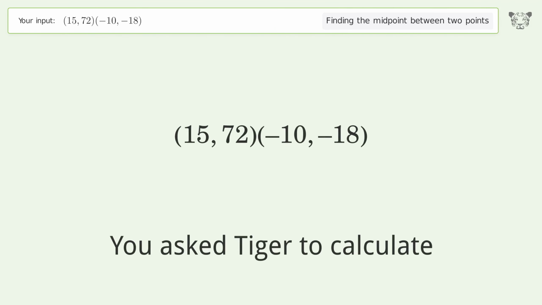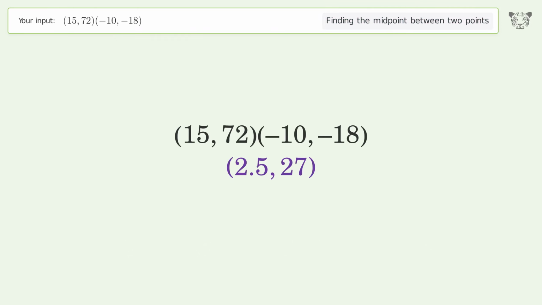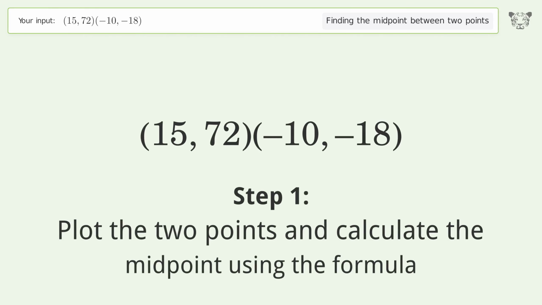You ask Tiger to calculate. This deals with finding the midpoint between 2 points. The midpoint between the 2 points is 2.527. Let's solve it step by step. Plot the 2 points and calculate the midpoint using the formula.